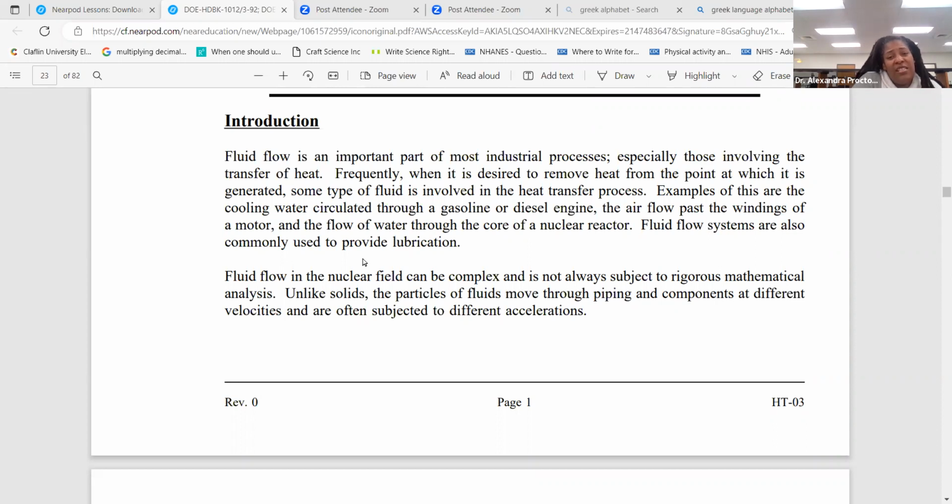Fluid flow systems are also a common way to provide lubrication. Fluid flow in the nuclear field can be complex, and it's not always subject to rigorous mathematical analysis. Unlike solids, the particles of fluids move through piping and components at different velocities and are often subjected to different accelerations.